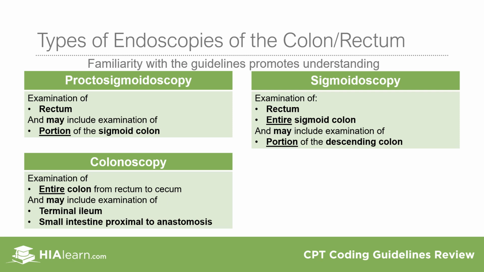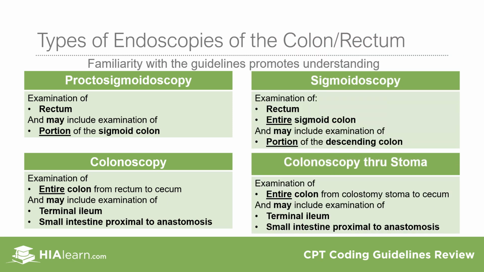Colonoscopy may include examination of the terminal ileum, or in instances of resection of the ileum, the portion of the small intestine proximal, or closest, to the anastomosis. If colonoscopy is performed through a stoma, the procedure examines the entire colon from the stoma to the cecum and may include the terminal ileum or the small intestine proximal to any anastomosis.